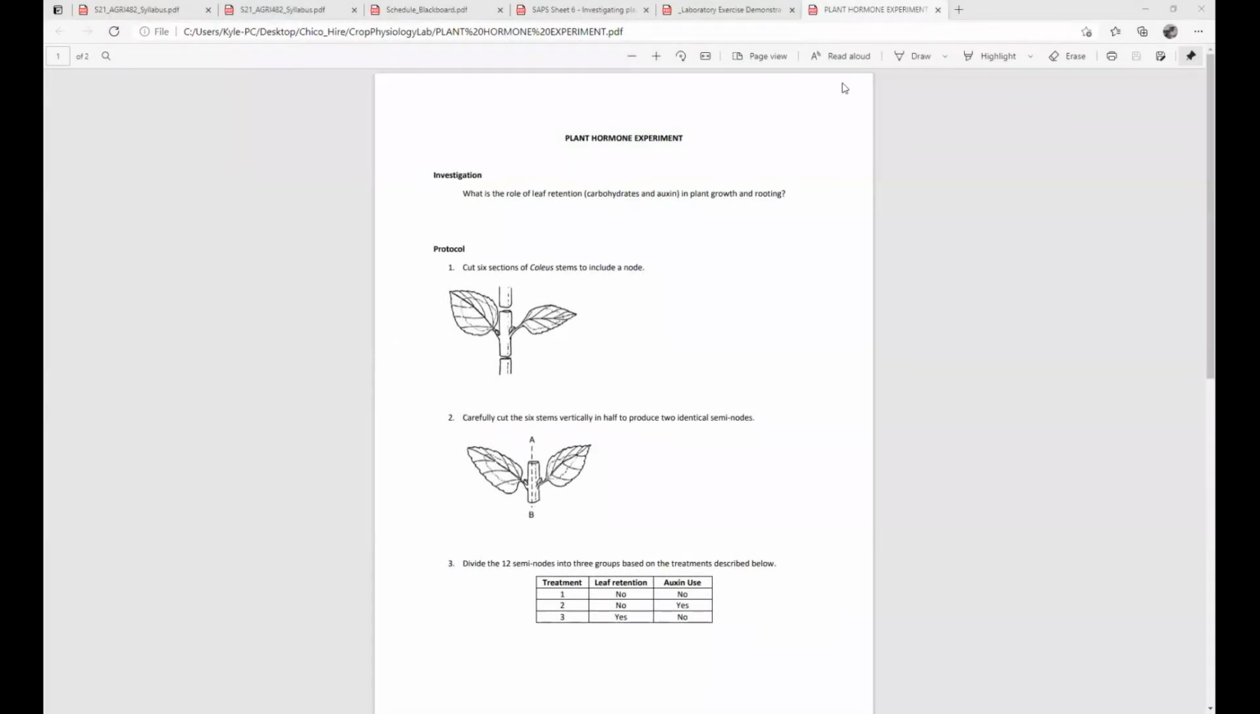Okay, so at this point, we're going to look at the investigation protocol itself. We're going to talk about that protocol, and then I'll go through my own example of how I go about it, just to add some clarification. All right, so let's start with the protocol. We're investigating the role of leaf retention, from a carbohydrate perspective and from an auxin perspective, in plant growth and/or in rooting. Now, we're going to focus mostly on how those nodes break and if we get some shoot elongation from that.